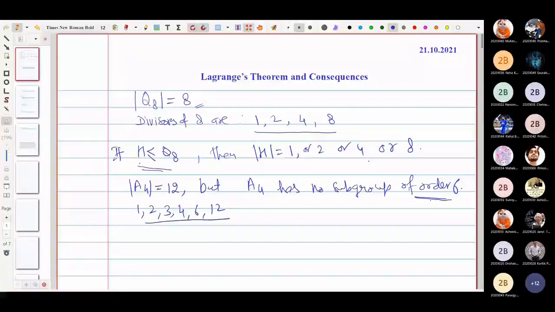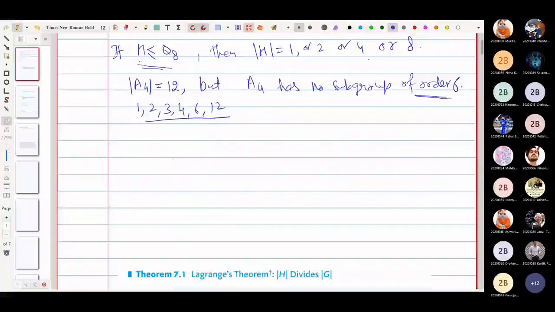So the order of a subgroup divides the order of the group. This is the statement of Lagrange's theorem: the order of a subgroup divides the order of the group. If we try to discuss this more deeply, suppose you have a group G of order 12. What are the possibilities?